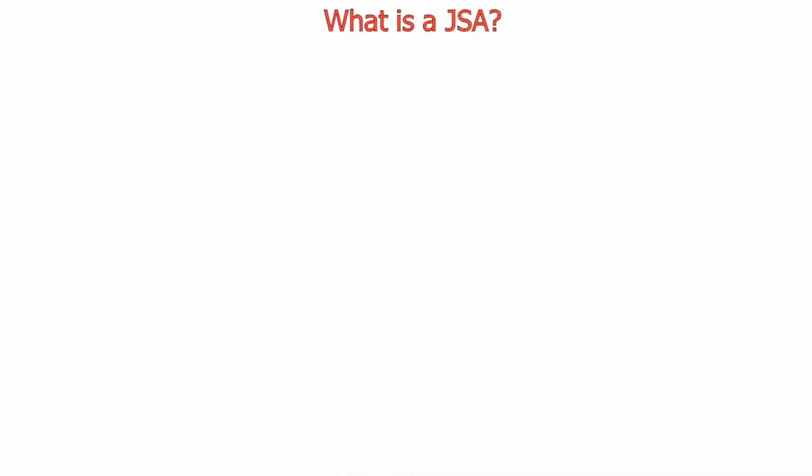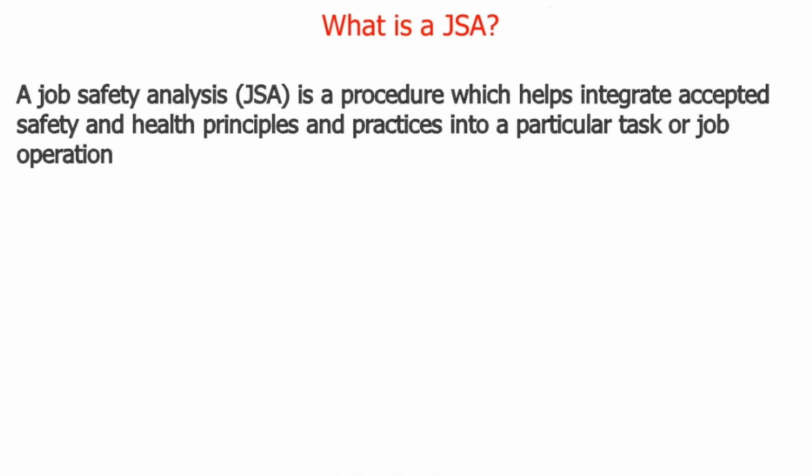What is a JSA? A Job Safety Analysis, JSA, is a procedure which helps integrate accepted safety and health principles and practices into a particular task or job operation.